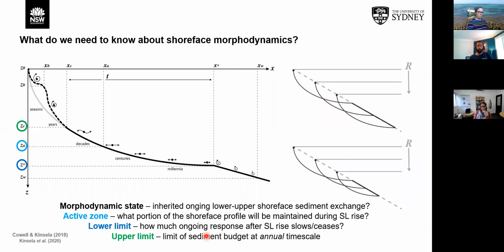So I've pretty much just described what's on this slide. What do we need to know about shore face morphodynamics in order to understand changing coastal systems when we change key boundary conditions like sea level and potentially wave climates as well? So just returning to our conceptual graphic, our upper shore face, our active zone, and our lower shore face or maximum shore face limit, how do they relate?